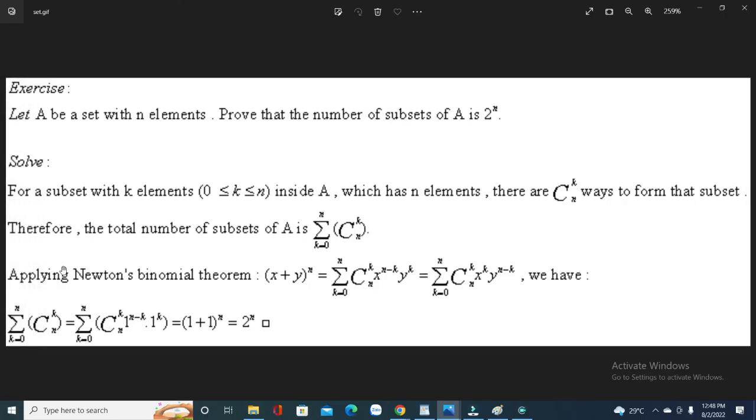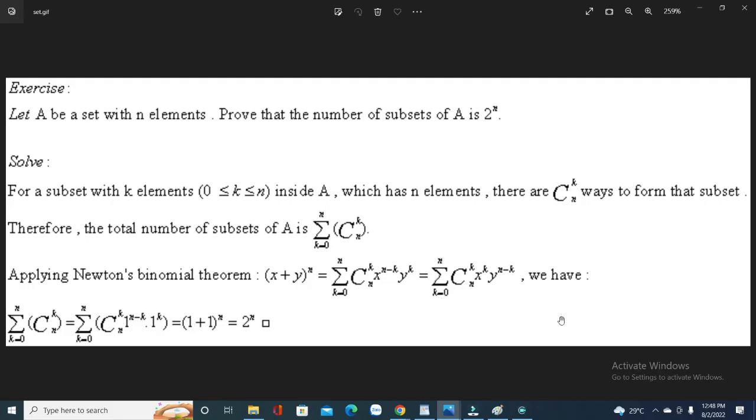So by that we can apply Newton's binomial theorem, which states that (x plus y) to the power n is the sum of C(k,n) x to the power of n minus k, y to the power of k, where we take k from 0 to n. Or vice versa, we can take x to the power of k and y to the power of n minus k, still C(k,n), and take the sum from k equal 0 to n.